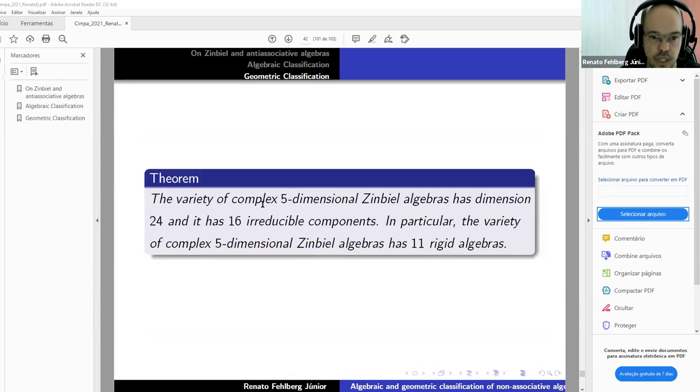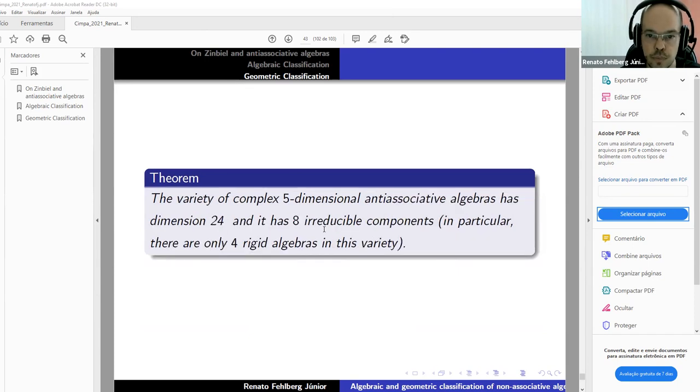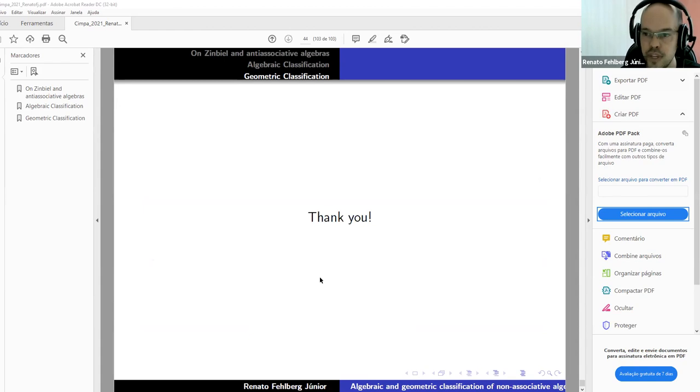So in the case of Zinbiel algebras, we have that this variety has dimension 24, and it has 16 irreducible components. And in the case of antiassociative algebras, it also has dimension 24 and 8 irreducible components. Okay. Thank you.